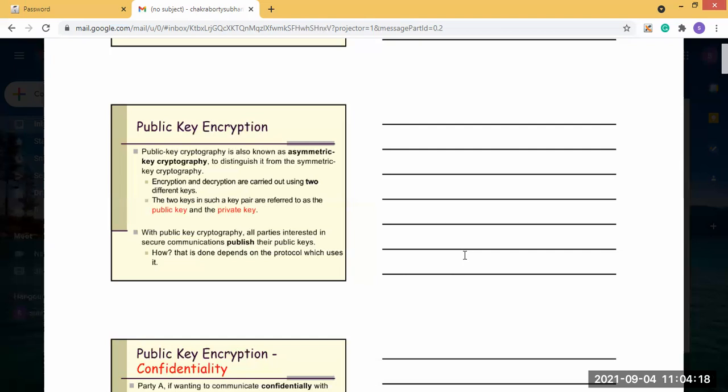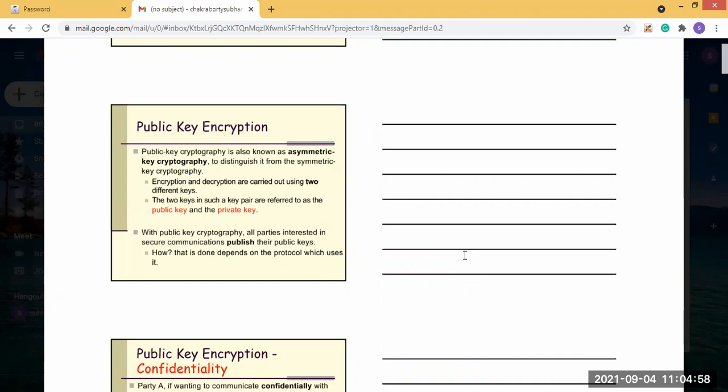Now, we know there are two different keys, but what are the names of these two keys? The two key pairs are referred to as the public key and the private key. In modern day, asymmetric key cryptography is used, and asymmetric means two keys will be present, and one key will be present in the public domain.